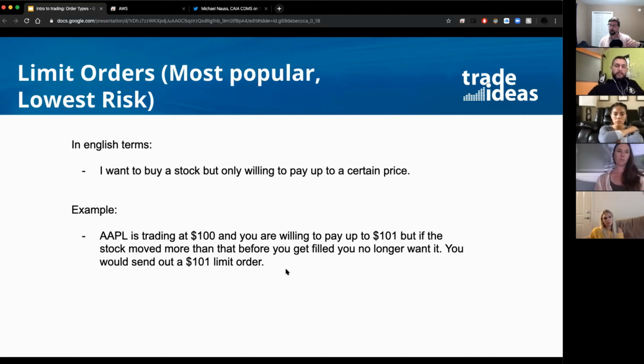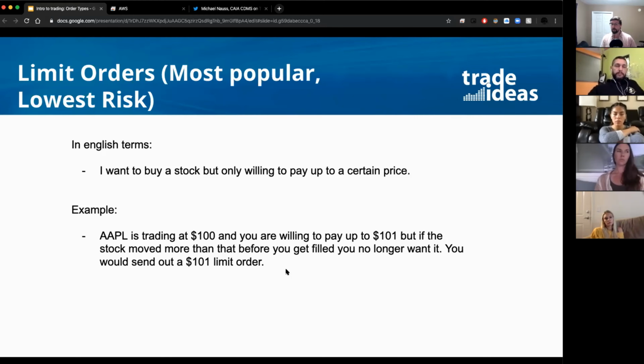I don't want, by the time I've decided to buy Apple and actually go and hit the button, if it spikes 10%, well, then I may not want it anymore. It may not fit what I was looking at. It may not fit my risk reward. So I'm only willing to pay up to $101. So you can put out that order, and what it will do is say, give me anything up to that price, but only that price.